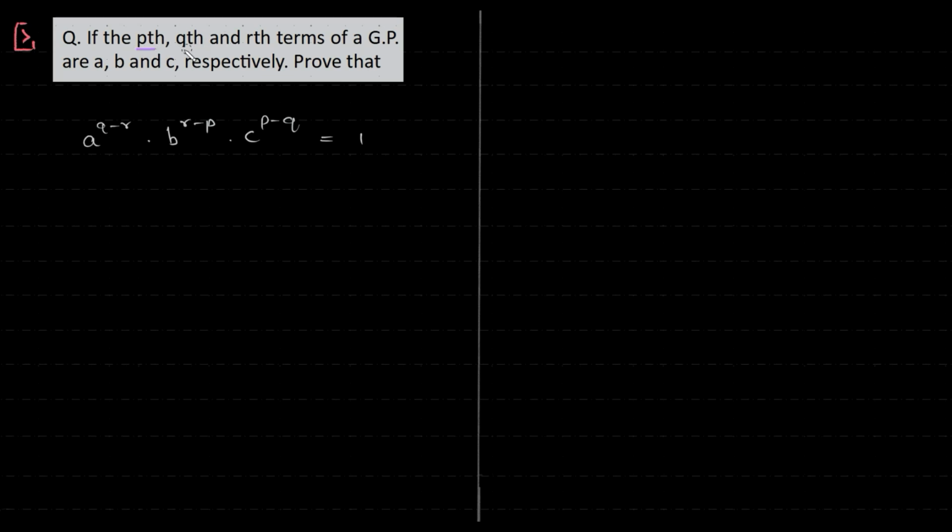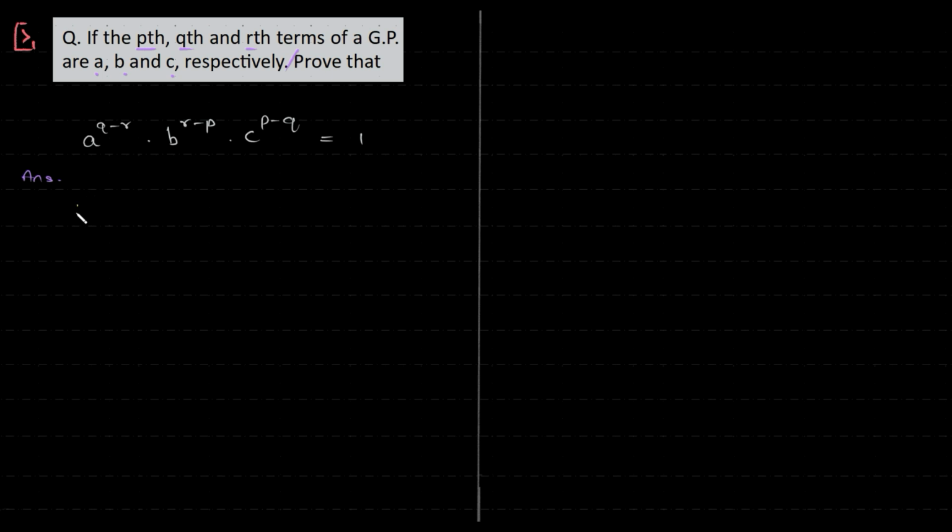If the pth, qth and rth term of the GP are A, B and C respectively, prove that... We have to prove the following. One of the things I've seen kids get confused by is the use of A and R over here. This A is not the first term, and this R is not the common ratio, right? So the question gets tricky because of the variables, to be honest, nothing else. If not, it's a simple, straightforward question.